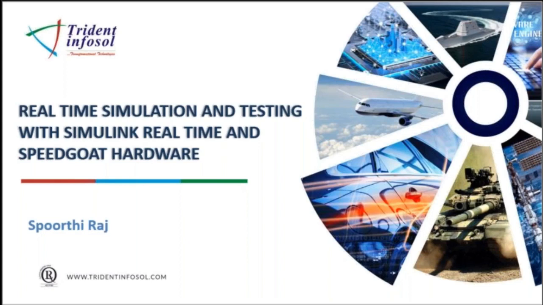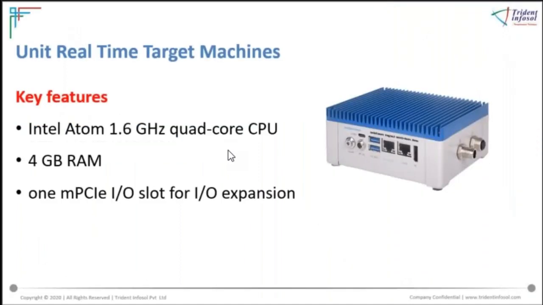So whatever models you have in Simulink, if you want to take them to RCP or hardware-in-the-loop simulation, then definitely you need target computers. Speedgoat offers different types of target computers. The first type of target computer is the Unit real-time target machine.